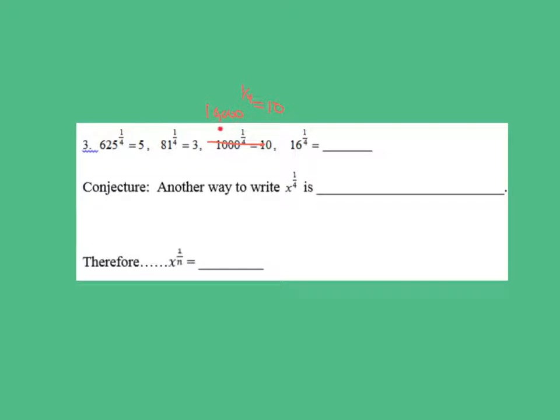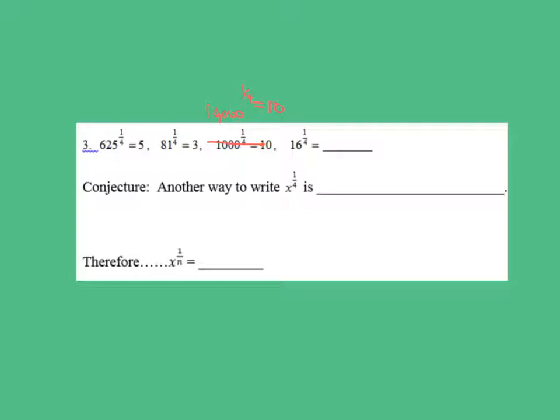This is not 1,000. That should be 10,000 to the 1/4 is equal to 10. As you notice, we're amping up the denominator in this fractional exponent, so we're changing that index. Now we're talking about 625 raised to the 1/4 is 5. 81 raised to the 1/4 is 3. 10,000 raised to the 1/4 is 10. These answers are the answers that they are because when you turn around and raise 10 to the 4th power, you get 10,000. When you raise 3 to the 4th power, you get 81.